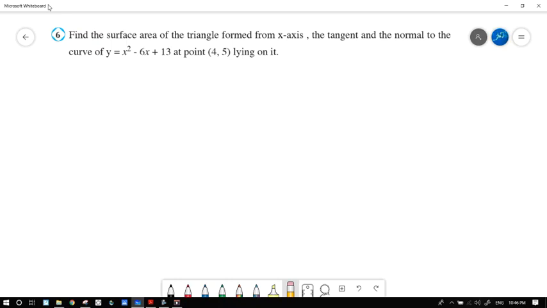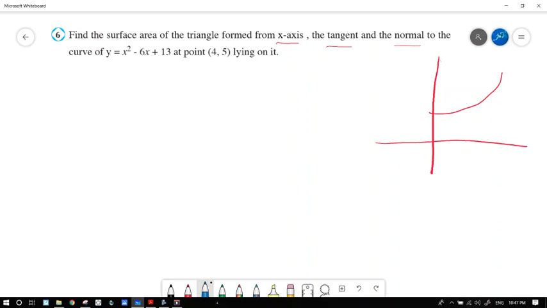formed from 3 sides. One of them is, as you see, the x-axis, and the second side is the tangent, and the third is the normal. Here are the 3 sides of the triangle. So let's imagine the graph of the question. So here we have the y-axis and x-axis, and also we have a curve of any figure. Let's assume that the curve is like this.